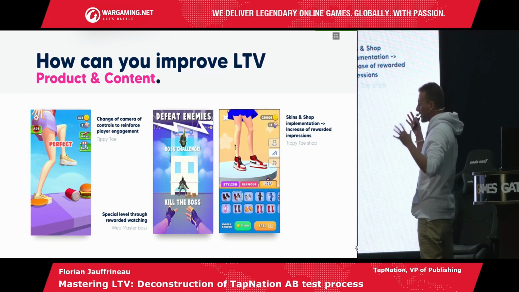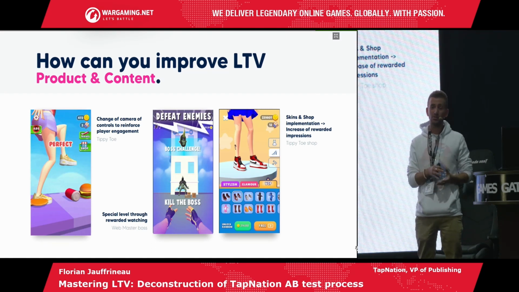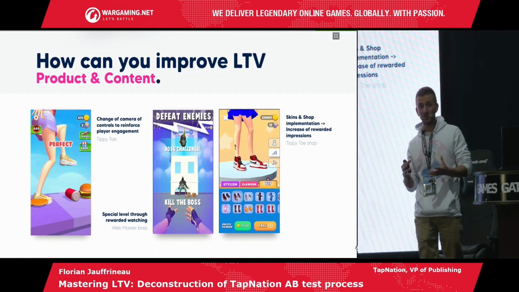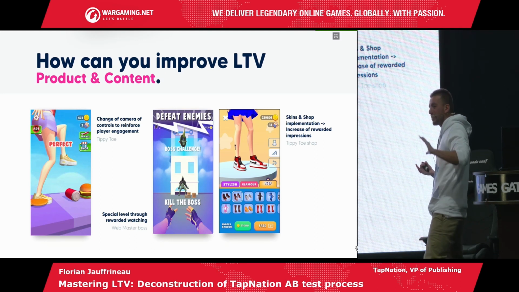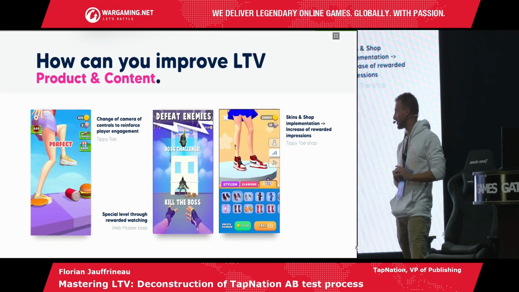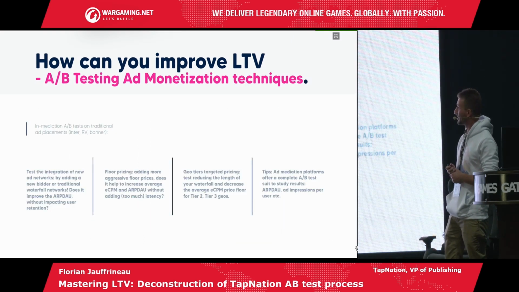So always try to think: what is your audience? What type of audience do you appeal to, and what would people like to see in your game? What is the most obvious thing? Usually the obvious and the simplest thing is also the best thing to do in your game. So this goes for the product and content.